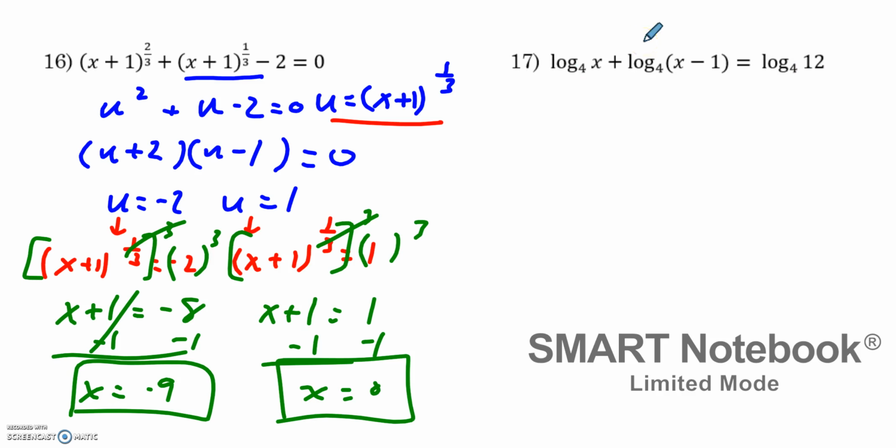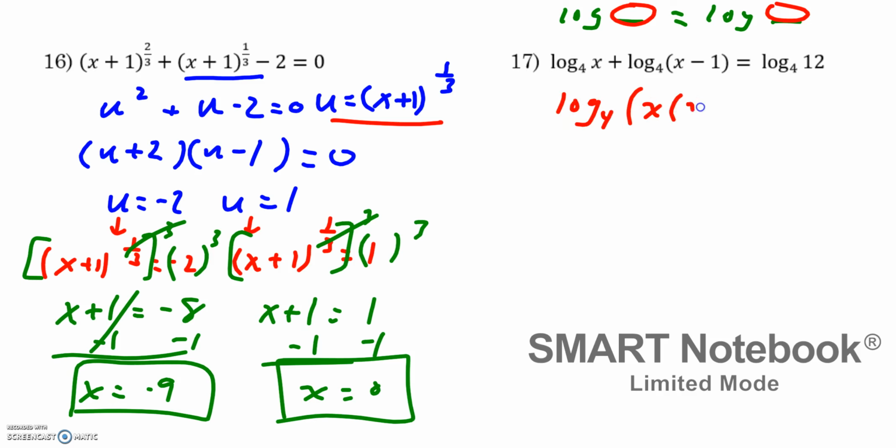If we could get this to look like log of something equals log of something, if the logs have the same base on both sides, the arguments, or what's inside, would be equal. So if we looked at the left side, is there a way that we can get this to be 1 log? Yes, there is, because if 2 logs are added, that means that it's the same as 1 log base 4 with the arguments multiplied.